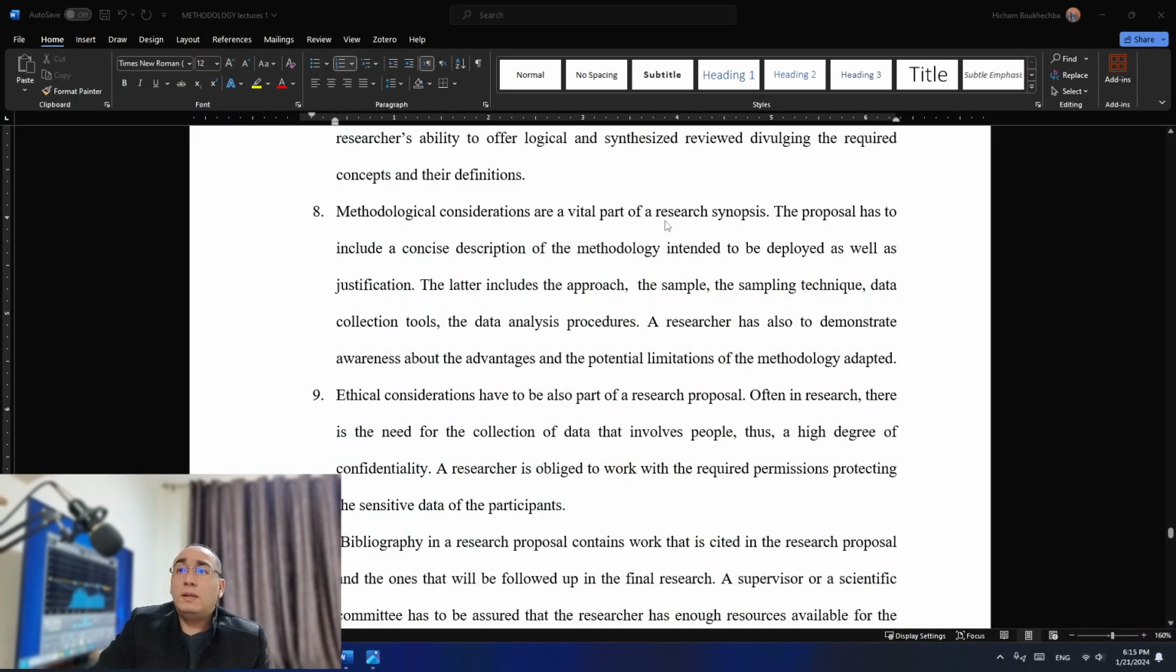Now let's go to methodological considerations. Methodological considerations are a vital part of the research synopsis. The proposal has to include what? A concise description of the methodology intended to be deployed, as well as justification. Now, the latter includes what? The approach, the sample, the sampling techniques, data collection tools, and data analysis procedure. A researcher always has to demonstrate awareness about the advantages and the potential limitations of the methodology adopted.